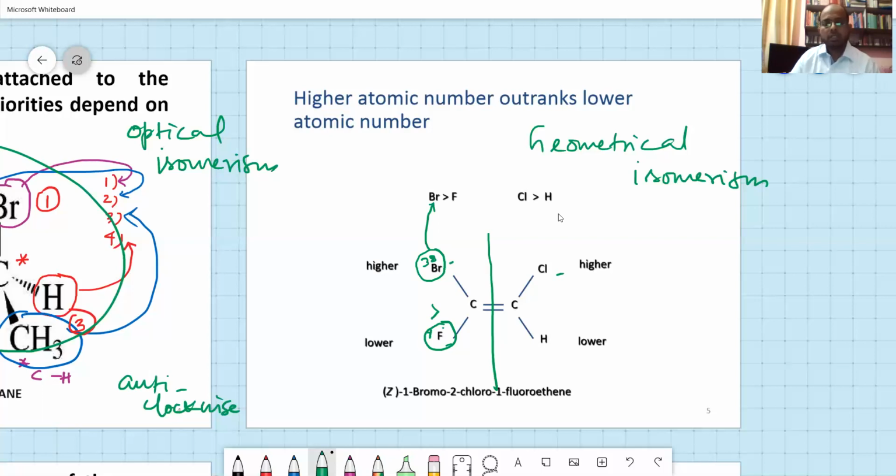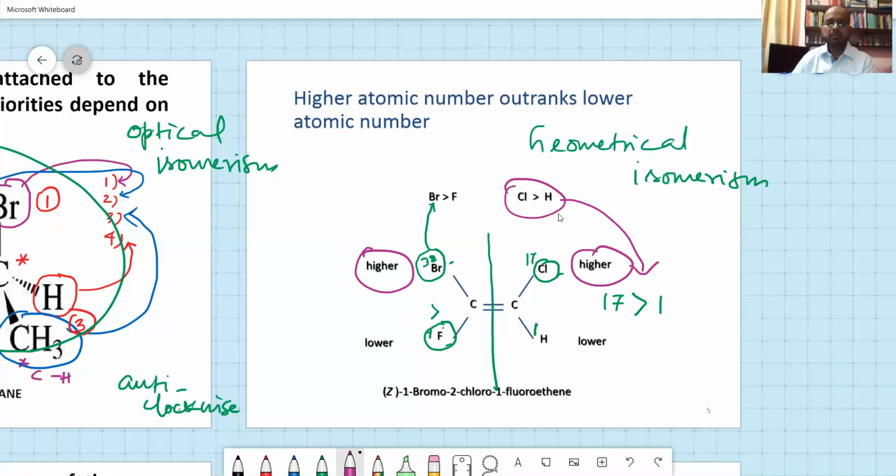On the right hand side, fluorine has an atomic number of 9, and the other one has H, so 9 is greater than 1. Therefore, F is greater than H. So on the same side, you have higher on this side and higher on this side, and lower on this side and lower on this side. So the two higher priority groups are on the same side. When they are on the same side, you call it cis, and when they are on the opposite side, you call it trans.